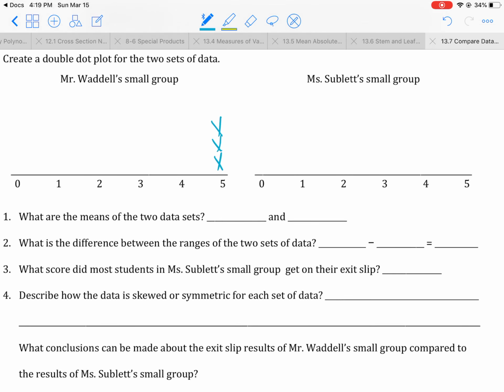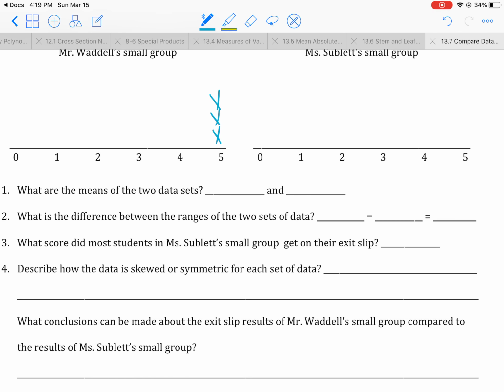And then it says, what are the means of the two data sets? What is the difference between the ranges of the two sets of data? So to do that, I'm going to find the range for both small groups and then subtract. What score did most students in Miss Eplett's small group get on their exit slip? Remember, the word most can also be used for mode.